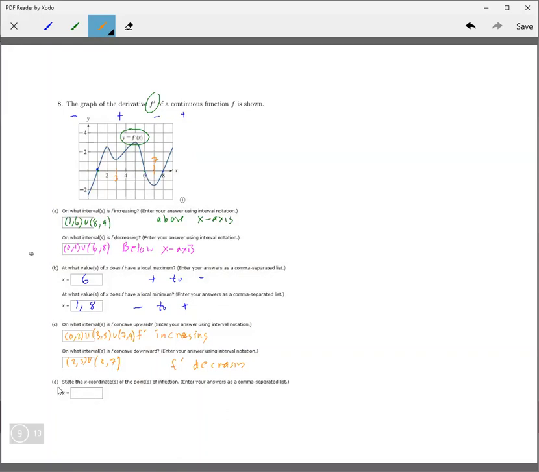Okay, and then part D is the x coordinates of the points of inflection. These will just be the endpoints here. So 2, 3, 5, and 7.